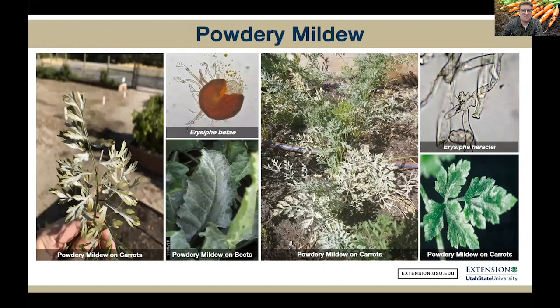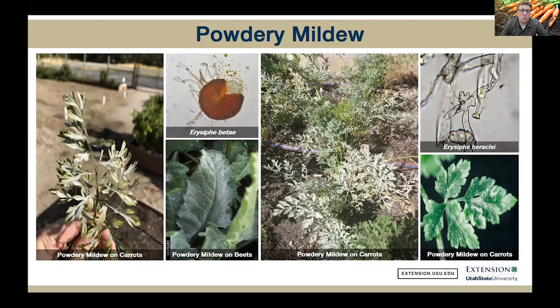So next up, we have powdery mildew. And I bet all of you have heard about powdery mildew. It's a disease that affects many of our ornamental plants, fruit trees, and vegetable crops. And you might not know this, but most powdery mildew fungal species are host specific. Specifically for carrots, Erysiphe heraclei is the scientific name, and that will affect carrots, parsley, and parsnips. And then we also have Erysiphe polygoni, which affects our beets.